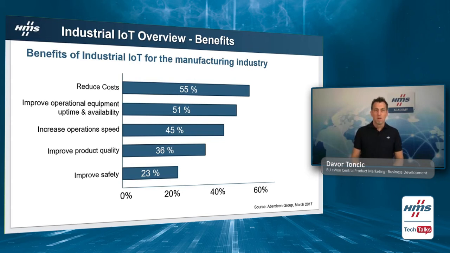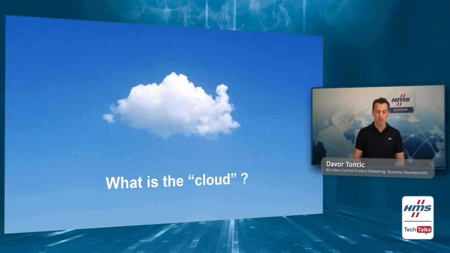So when we want to provide these types of services and take the benefits of industrial IoT, we always refer to clouds. So what is a cloud? We could say that we've been using clouds since the 1970s, when we were using big mainframes, and companies would rent computation power to do data processing.